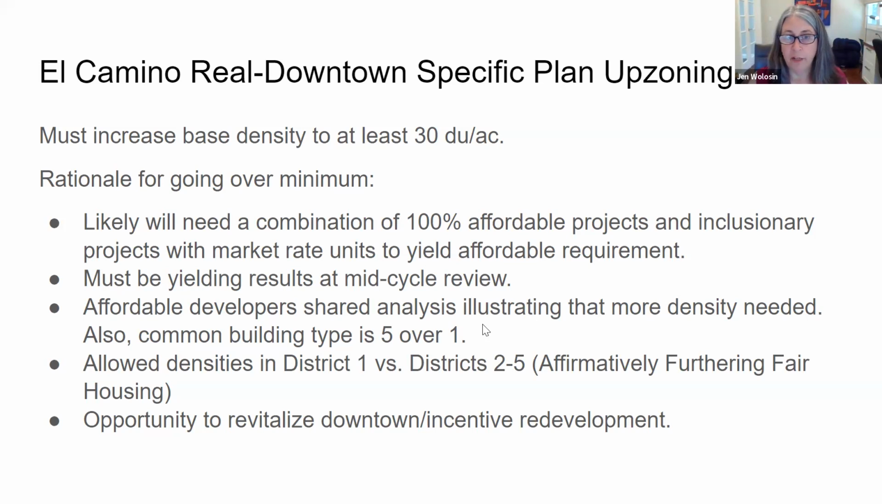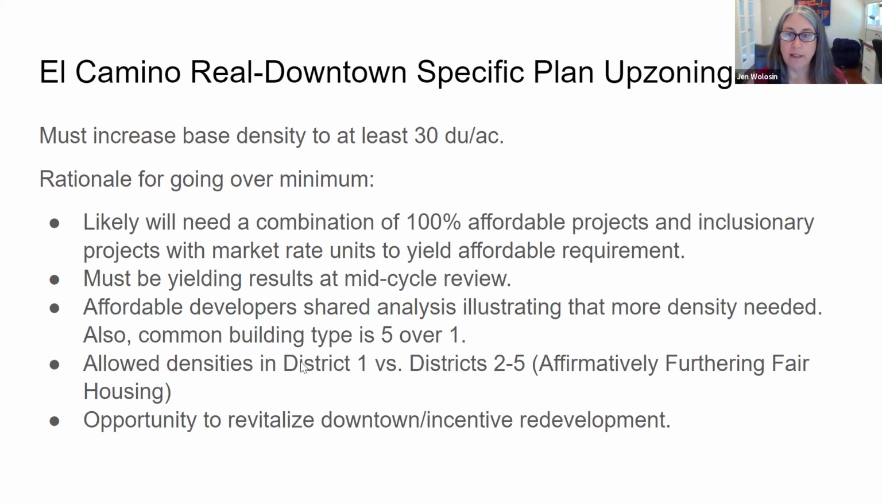We've also heard a lot of feedback from affordable housing developers stating that more density is needed, and that a common building type is known as a 5/1, which means that there's a concrete podium and 5 stories of wood frame construction. So staff is recommending keeping this in mind as we look at what density levels can produce these types of construction.